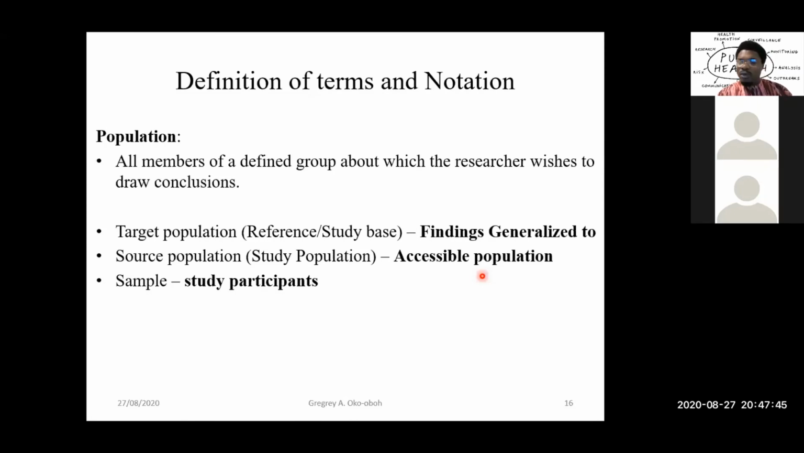Then the sample is those people that finally make it into your study, the study participants. So we must understand the difference. Now, your sampling frame comes from your source population. These are the people that you have access to. So you give each of them a number and put them in a sampling frame. And that sampling frame is where you pick your sample from. So that is the source or study population.